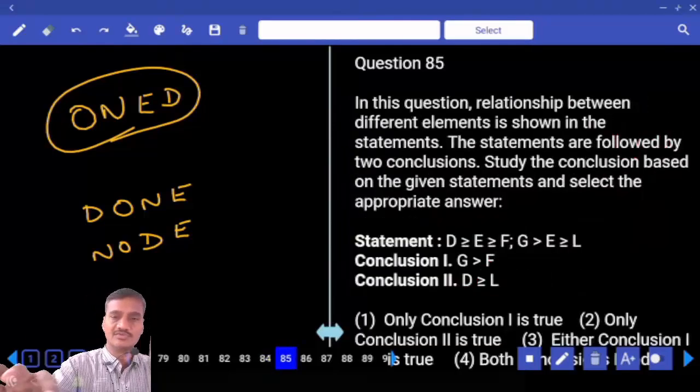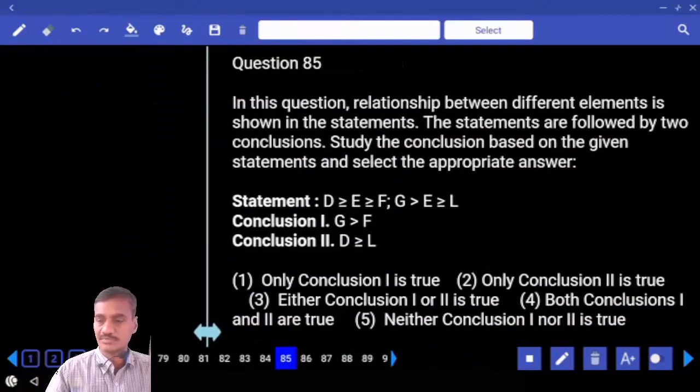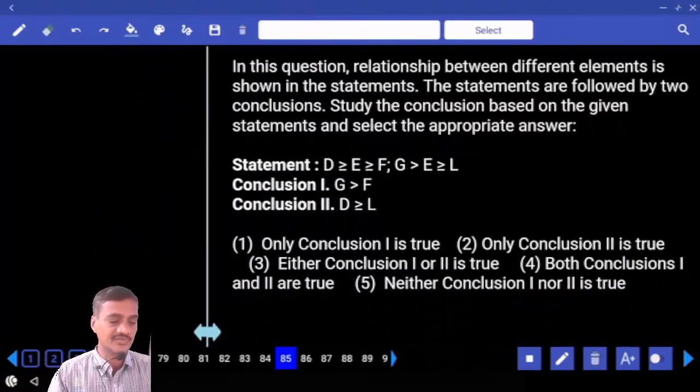And 85 onwards, they are based on coded inequalities, 85.